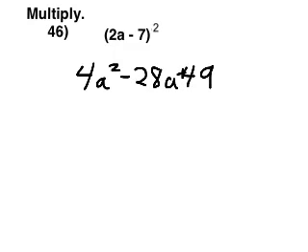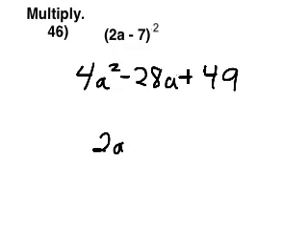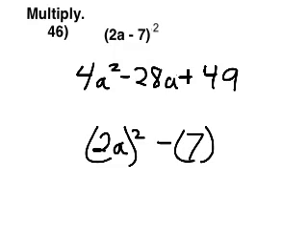But, you know, don't do it that way. I don't want you doing it that way if you're going to get it wrong, which chances are, if you're not real used to doing it, you will. It certainly does not equal 2a squared minus 7 squared. It definitely doesn't equal that.